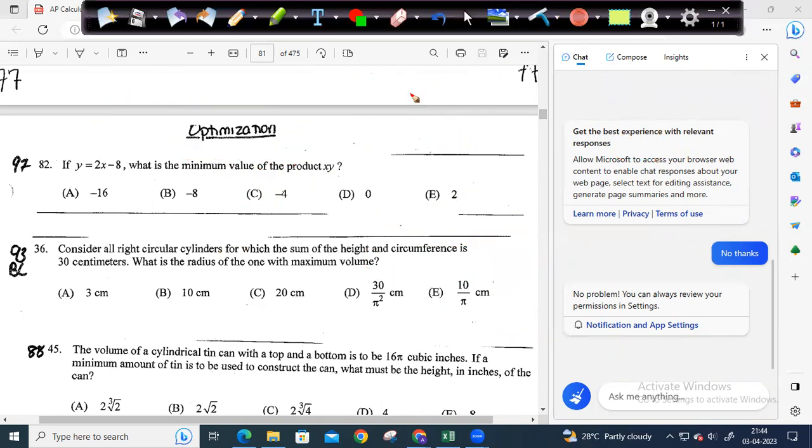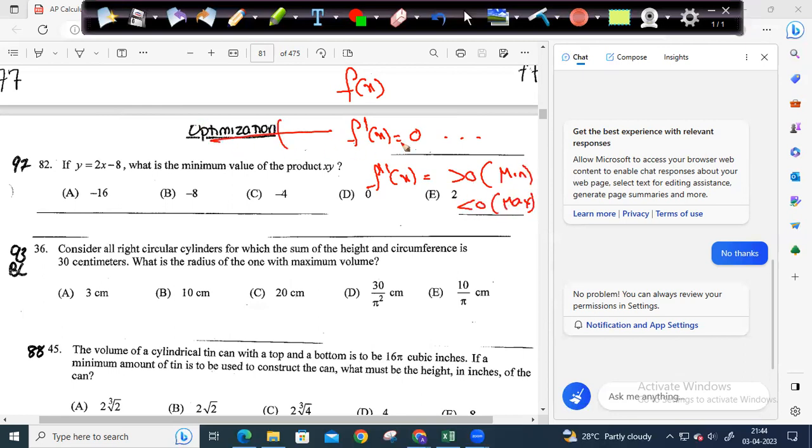You can do it in two ways. Find f of x in one variable. Find f dash x equal to 0. Find those points. Find f double dash x at those points. Greater than 0, relative minima. Less than 0, relative maxima. Or once you get those points, take f dash x to the left and right of that point and see what is happening to f dash x. If it is positive to negative, relative maxima. If it is negative to positive, relative minima. Either way you can do it.